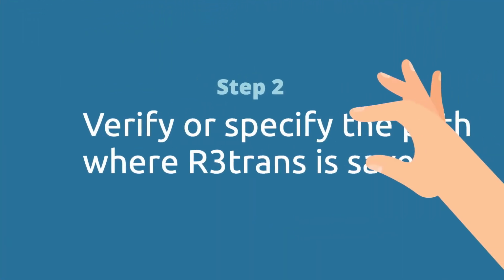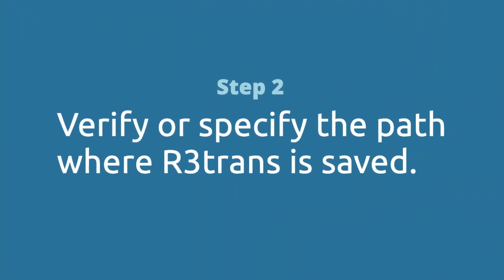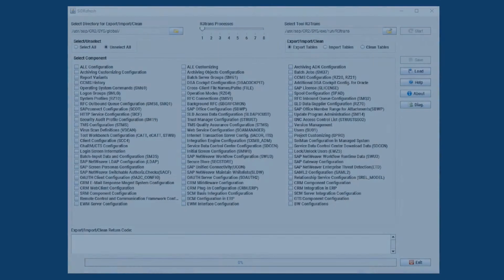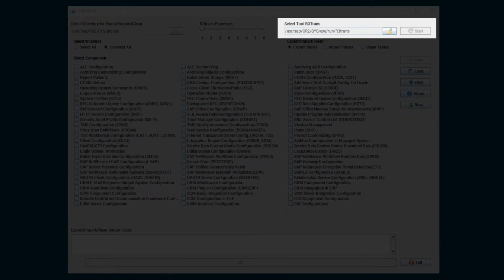The next step is to verify or specify the path where R3trans is saved. Upon the initial launch, SID Refresh will check the environment variables and automatically search for R3trans in the default directory. Here is where it is installed by default. If R3trans is not in the default directory, you should specify the path where it is saved.